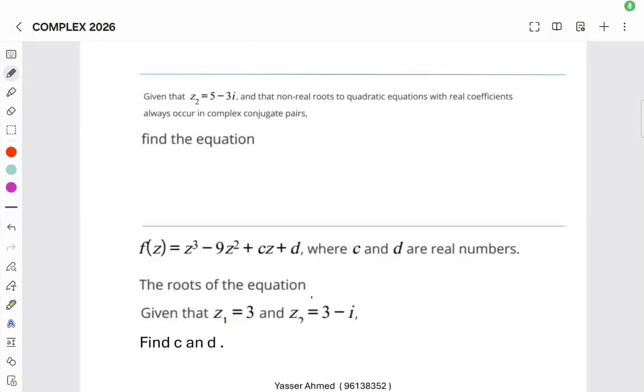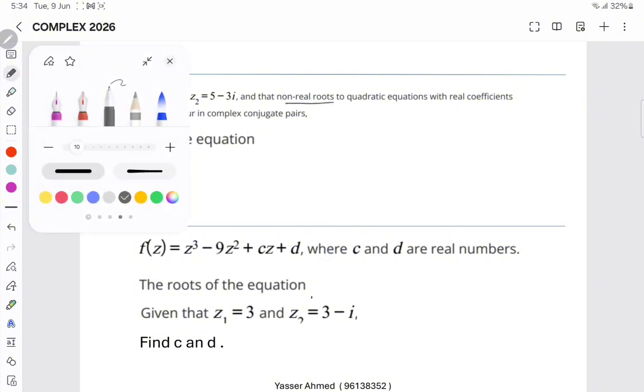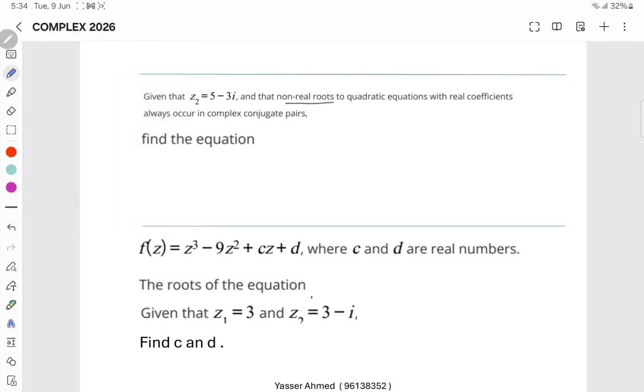In this question, he said, given that z2 equal 5 minus 3i, and that non-real roots. So it's a complex, it's clear. It's a complex, it's non-linear. And as you know, the complex numbers come in pairs. Quadratic equations with real coefficients always occur in complex conjugate pairs. Find the equation. So he gave me the root and wants us to construct the quadratic equation.